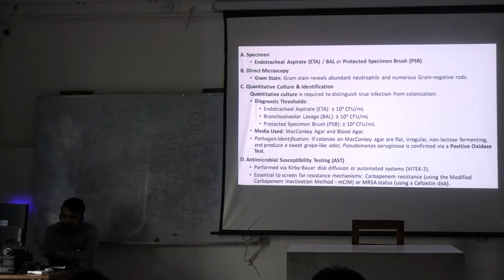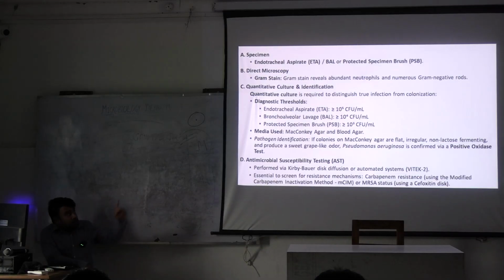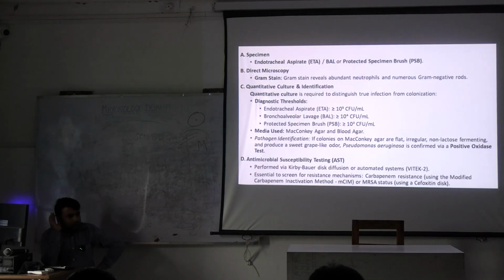Now when I say significantly, what would be the count? These are the count. If we are looking at the sample, that is the sample is endotracheal aspirate, the organism should be at least 10 to the power 4 CFU per ml. If we are taking a bronchoscopic sample, that is the bronchoalveolar lavage, it should be at least 10 to the power 3. That means the more invasive the sample, the count should be higher.